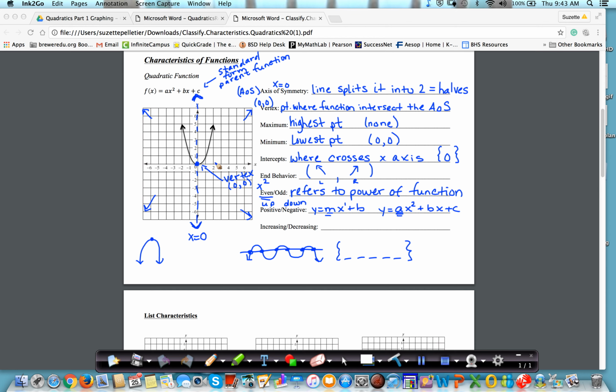So in this case, in this example, we're dealing with a positive function. And then increasing and decreasing is something a little bit new to you.